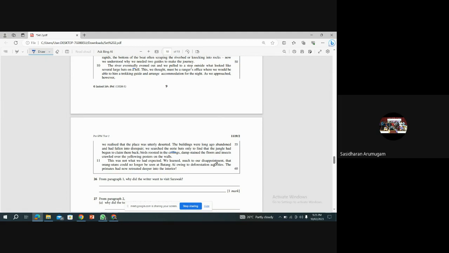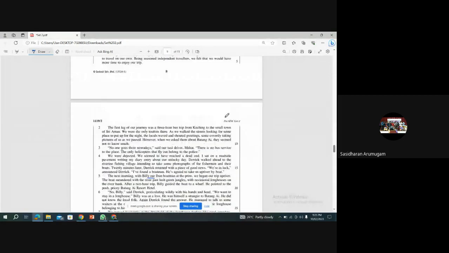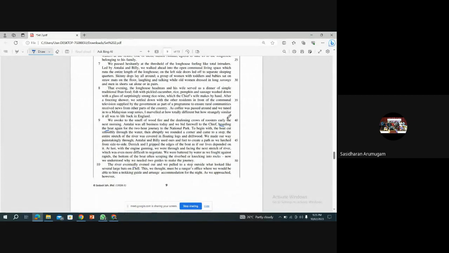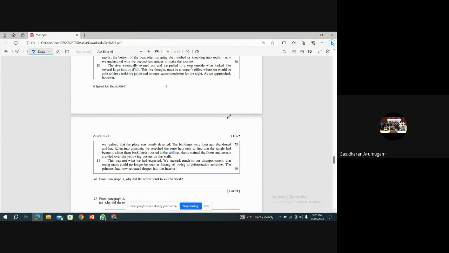Okay, so yes, it's really a long passage. Around 10 to 11 paragraphs, 60 sentences. So it's really a long passage. You must read very carefully.